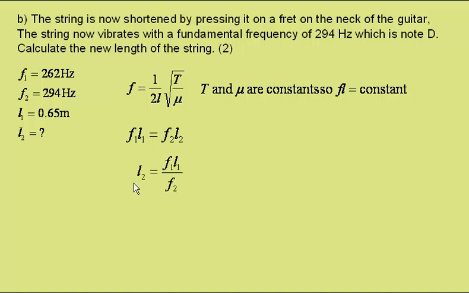Rearranging, L2 will equal F1L1 over F2. Putting in the numbers, this gives us a second length of 0.58 meters.